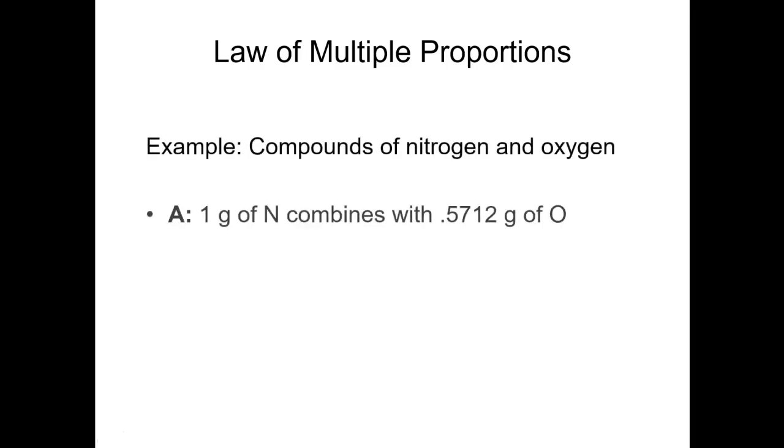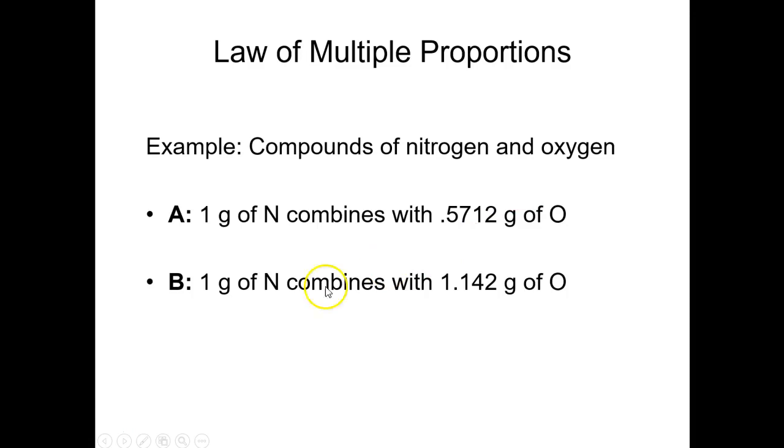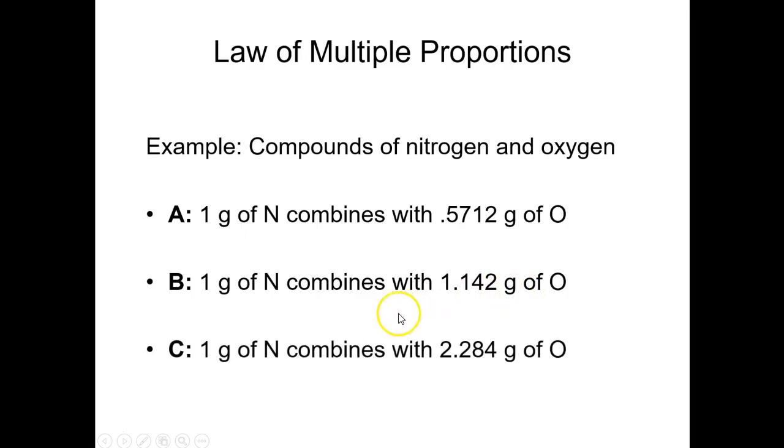When you do that, you find that for compound A, 1 gram of nitrogen is in combination with 0.571 grams of oxygen. In compound B, 1 gram of nitrogen is in combination with 1.14 grams of oxygen. In compound C, 1 gram of nitrogen is in combination with 2.28 grams of oxygen.